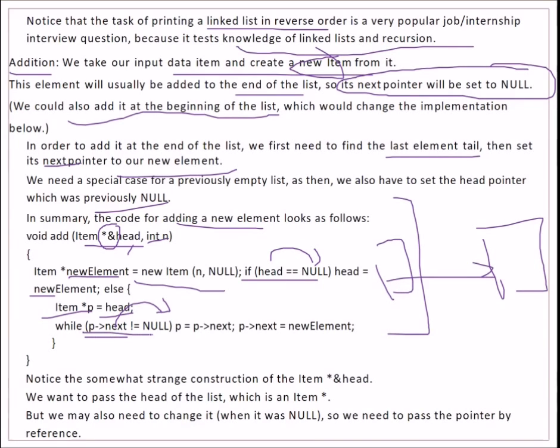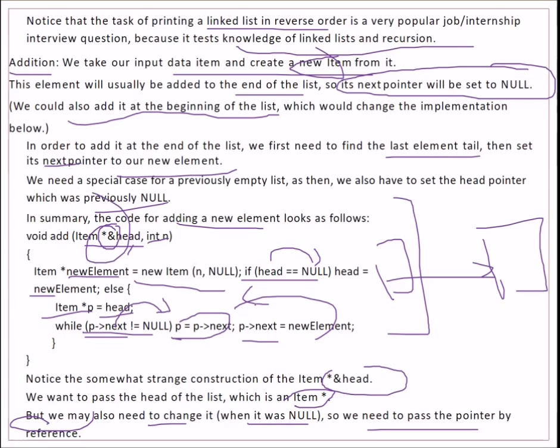So this is how we go to the last node, and simply the last node will be P, and the new element will be assigned to P next. So this is so simple as far as adding is concerned. But we need to look at this strange construction of item head. We want to pass the head of the list, which is an item star. The item star means this is an item star type, but we may also need to change it when it was null. So we need to pass a pointer by reference. That is why this strange construction.